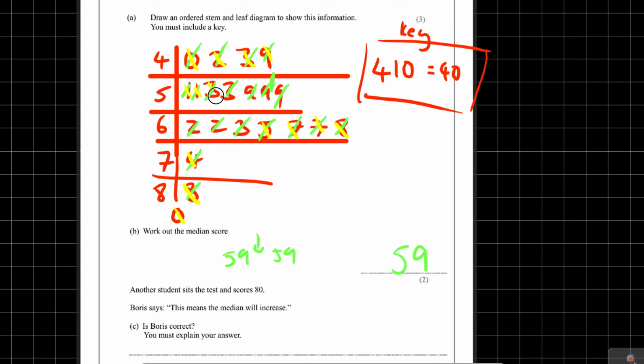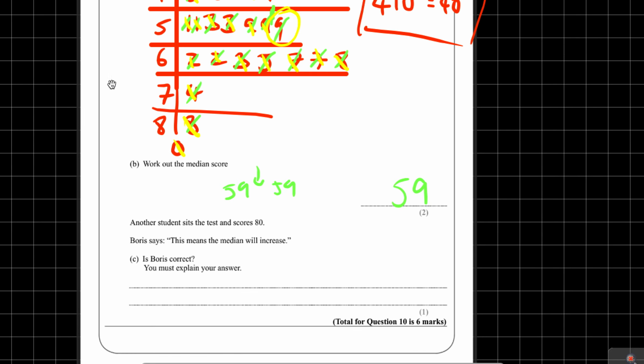And then we're left in the middle with our value here, which is the 59. So this one here is going to be the median. So our median still remains the same. So 59 will remain as the median number. We've just calculated a new median, so 59 remains the median, as it's still the middle number.